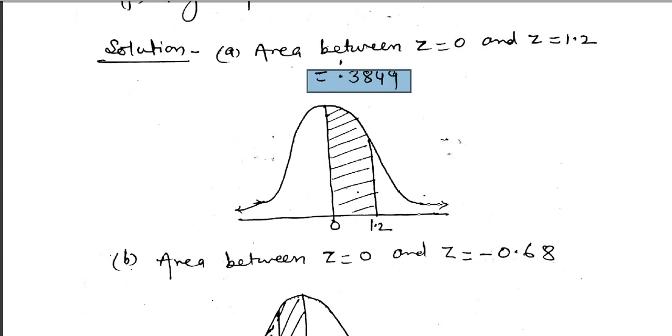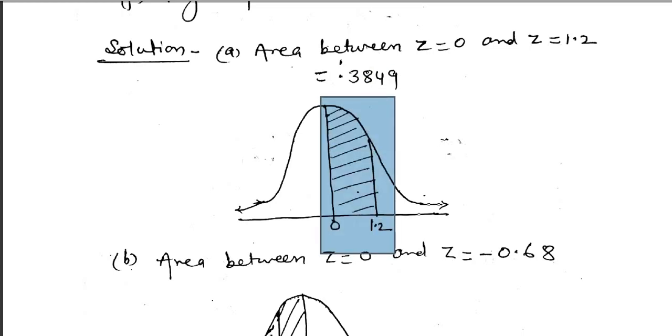So look at the screen. This is the normal curve. The value of z is equal to 0 and the value of z is equal to 1.2. So we have to find the area of this region. Remember that in normal distribution we can find area by table only when this area starts from z equal to 0.